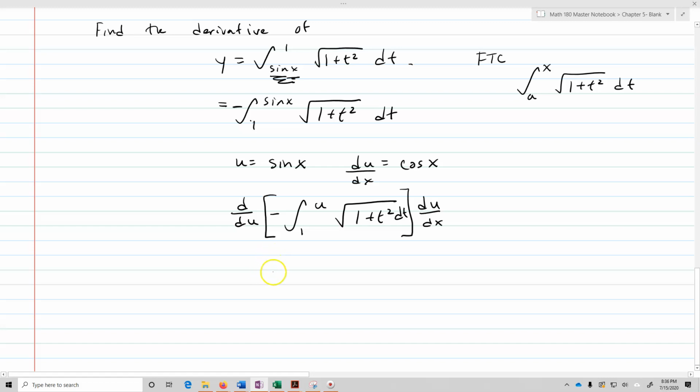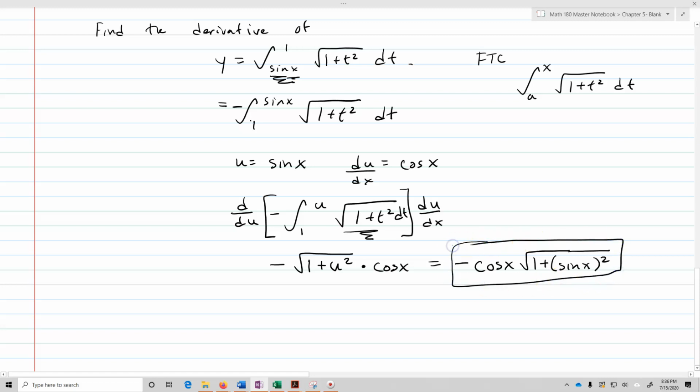This gives me then negative, and this will just be the square root of 1 plus u squared. Okay, so that's our function, 1 plus t squared. We plug in the u for it, 1 plus u squared, times cosine x, which equals negative cosine x times the square root of 1 plus, and now we resubstitute, sine x squared, or sine squared x, whichever one you would use. And that is what the derivative is of this particular function of y. That's y prime.